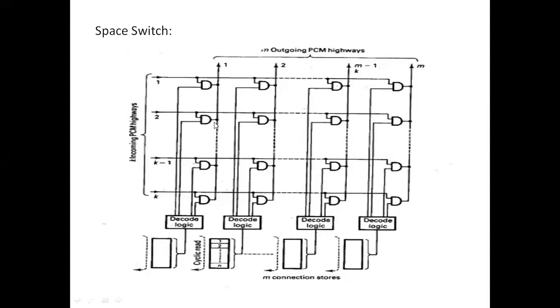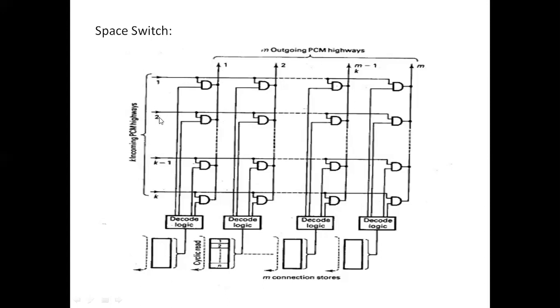You're going to activate the AND gate, which is connecting the row 2 and the column 1. By activating this, whatever data is present at that instant of time, coming into the number 2 PCM channel, will be diverted to the first outgoing PCM array.